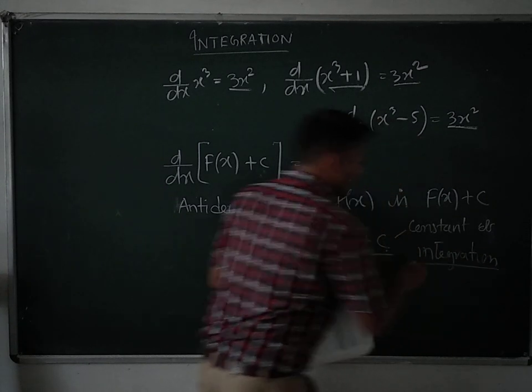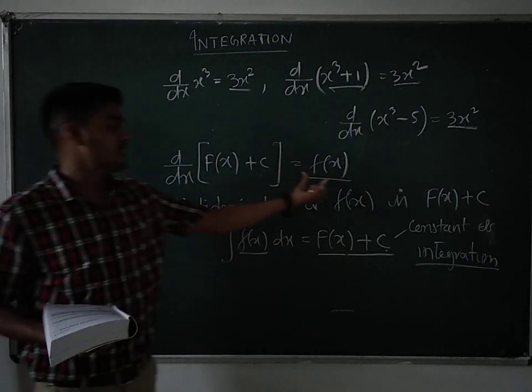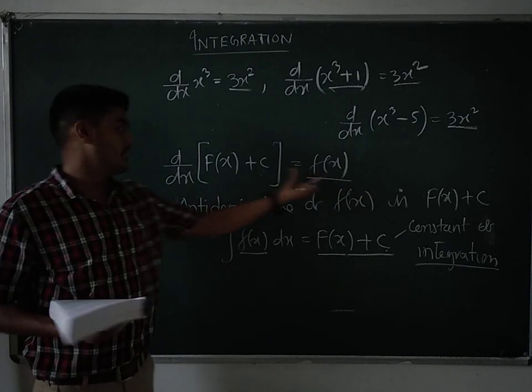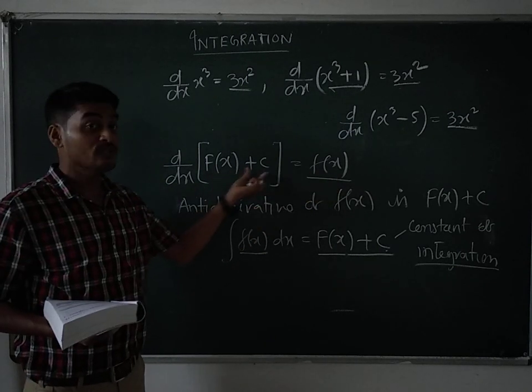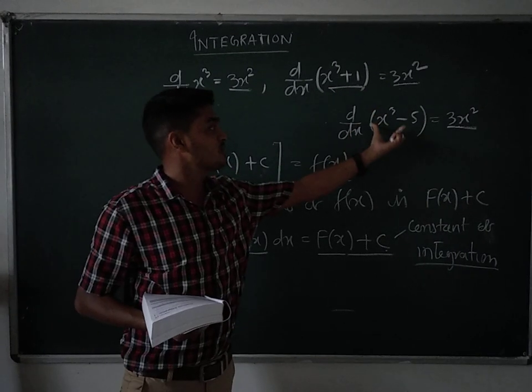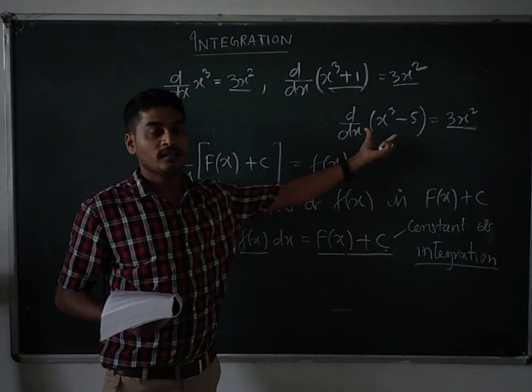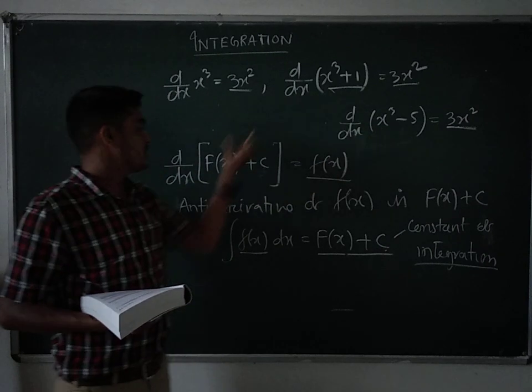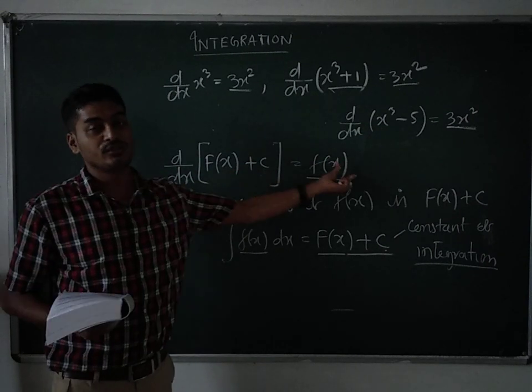Is it clear? So this one is known as antiderivative. Oh sorry, this one is derivative of what? This one. The differentiation of x cube is 3x square. That means x cube plus any constant quantity is equal to 3x square.